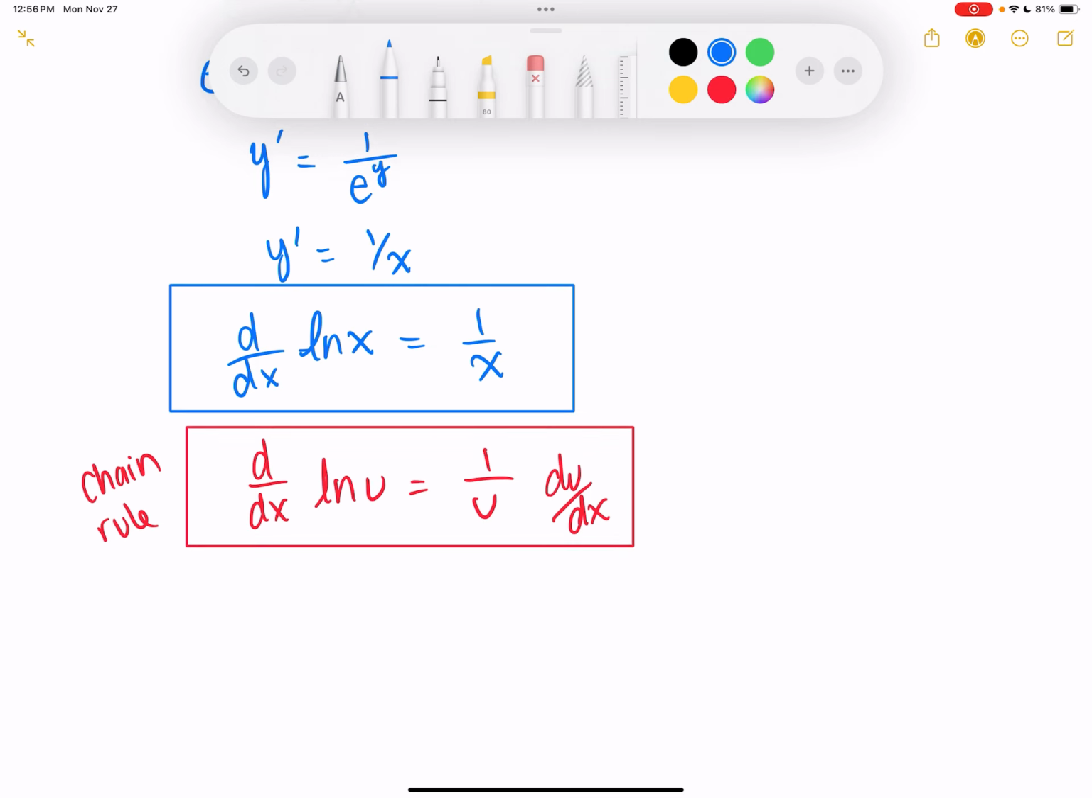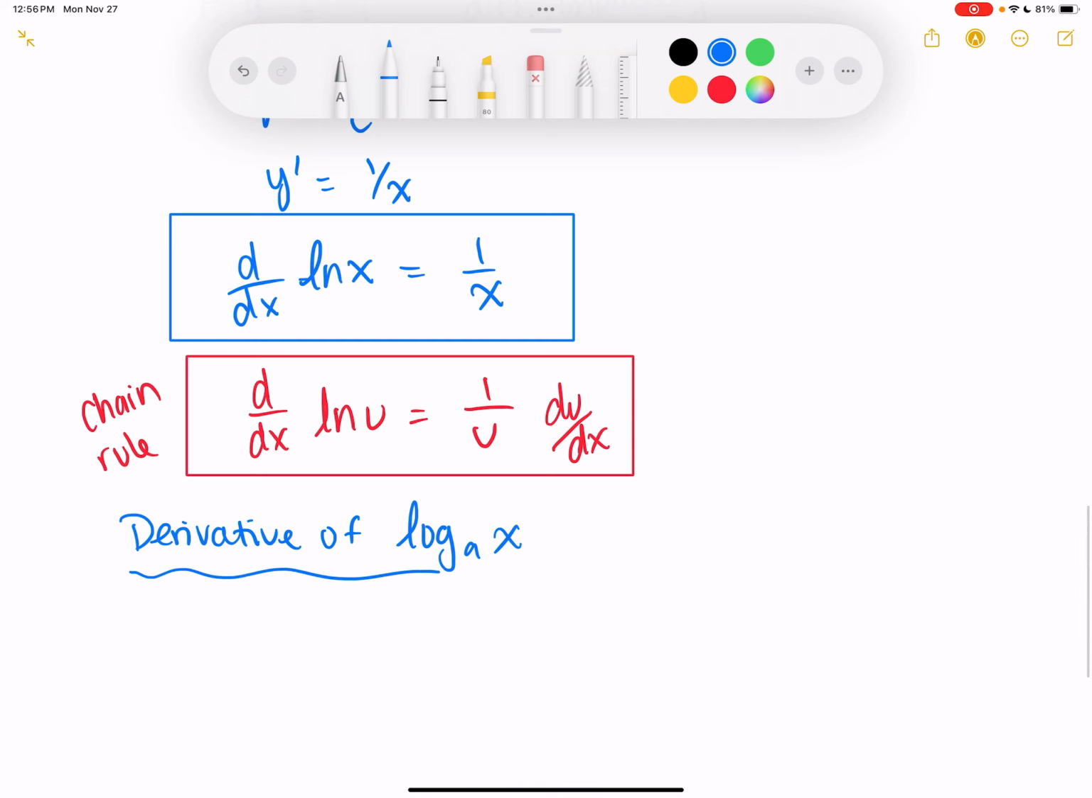The derivative of a log base a of x is next. So log base a of x is equal to, this is the change of base formula, the ln of x over the ln of a. So if you forgot the change of base formula, that's what it is.